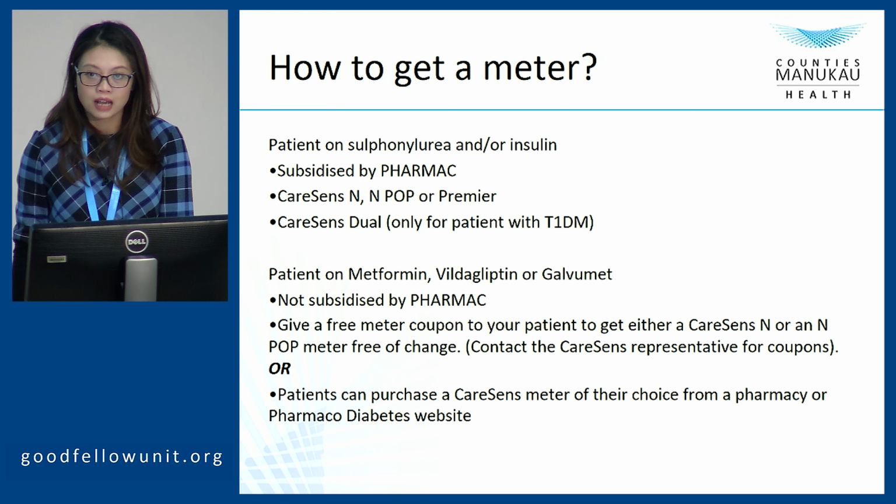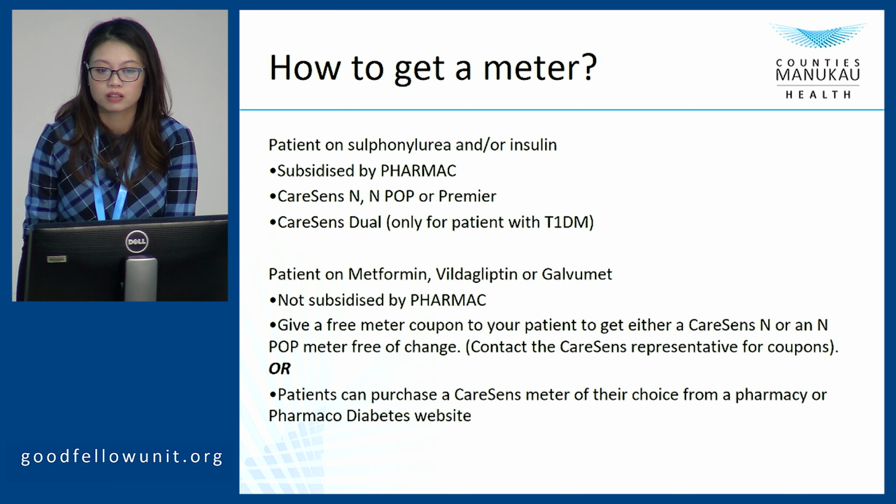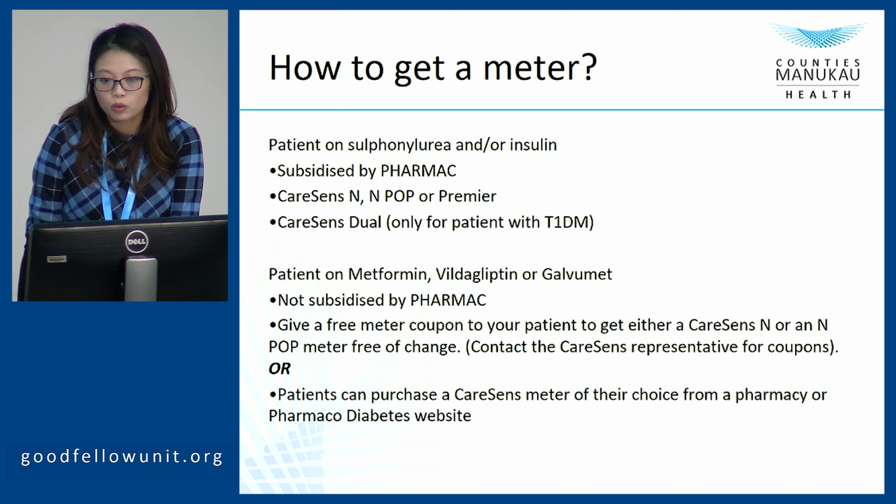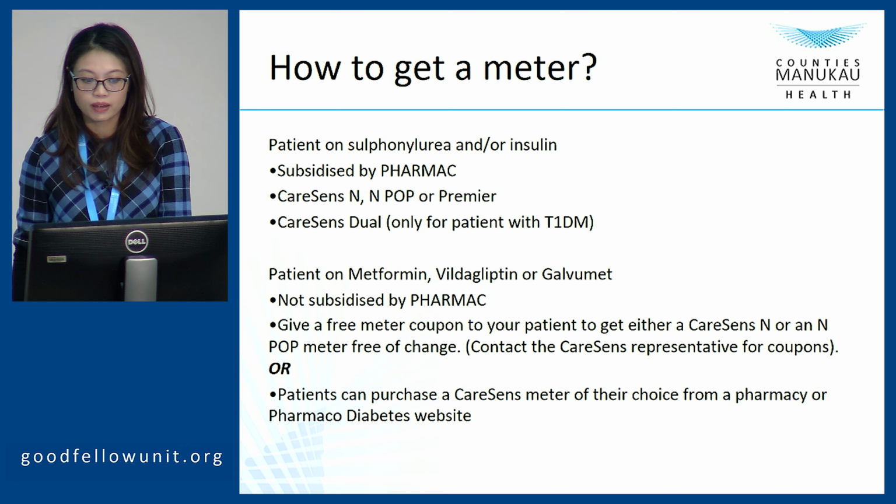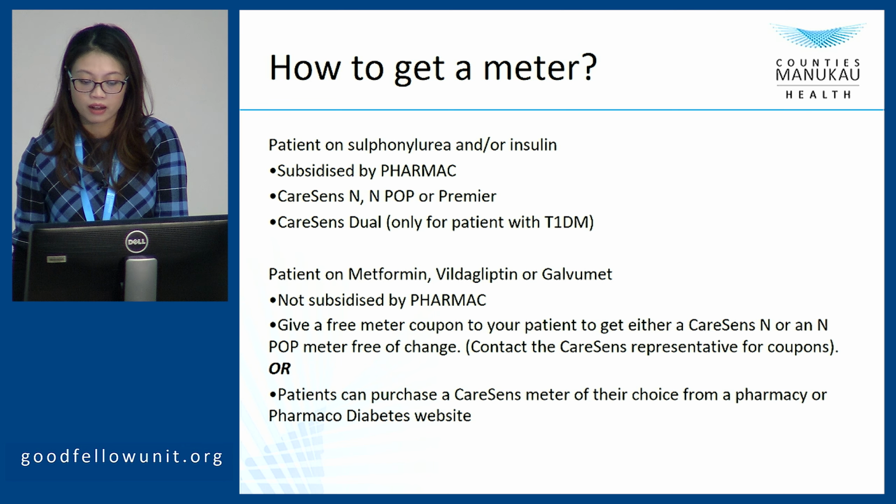So you might ask, how to get a meter? If patients are on sulfonylurea or insulin, they are subsidized by Pharmac, and they can get a CareSens N Pro or Premier. But the CareSens Duo is only for patients with type 1 diabetes. And patients on metformin, vildagliptin, or gliclazide are not subsidized by Pharmac. You can give a free meter coupon to your patient, or they can purchase one from the pharmacy.